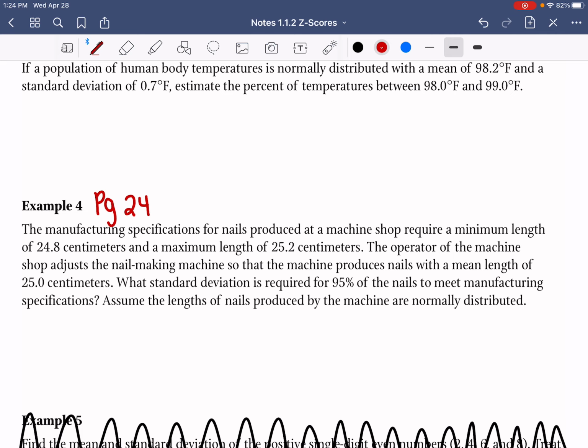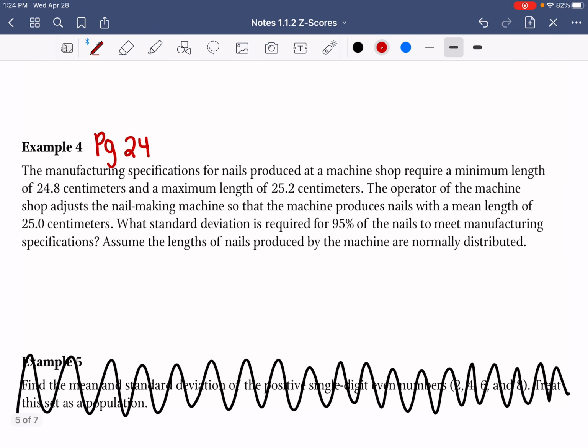Example number 4 says the manufacturing specifications for nails produced in a machine shop require a minimum length of 24.4 centimeters and a maximum length of 25.2 centimeters. The operator of the machine shop adjusts the nail making machine so that the machine produces nails with a mean length of 25 centimeters. What standard deviation is required for 95% of the nails to meet manufacturing specifications? Assume the lengths of the nails produced in the machine are normally distributed. So that means it's going to follow that normal curve.